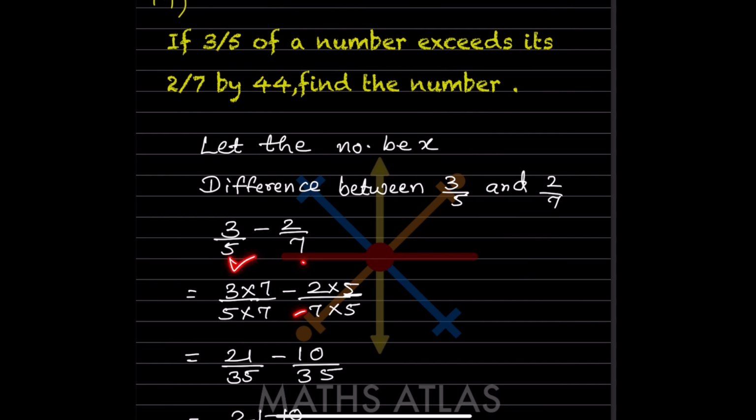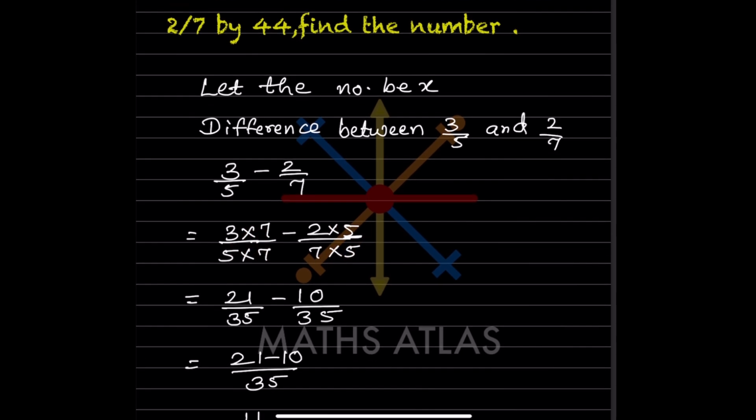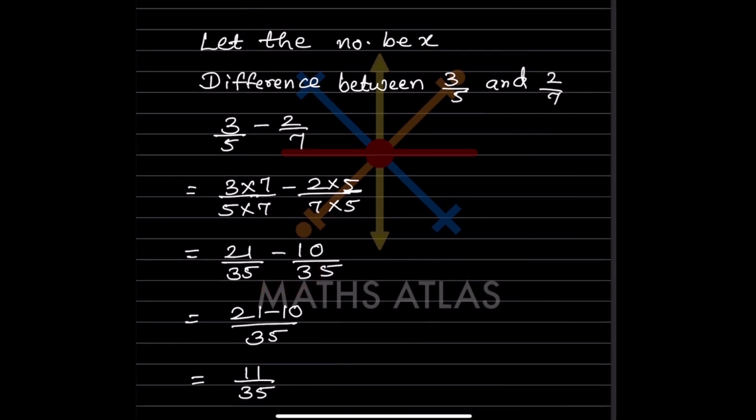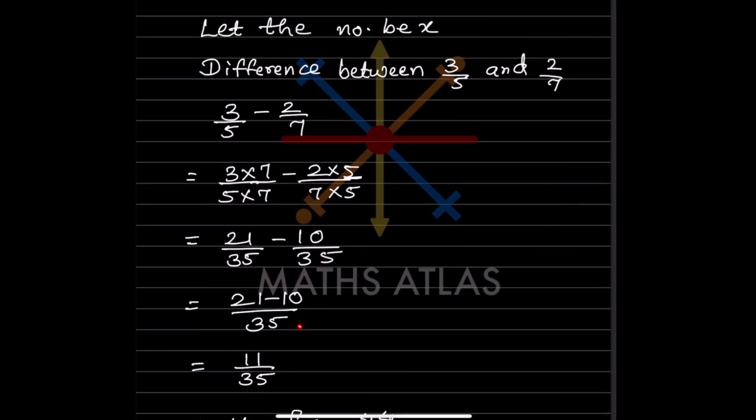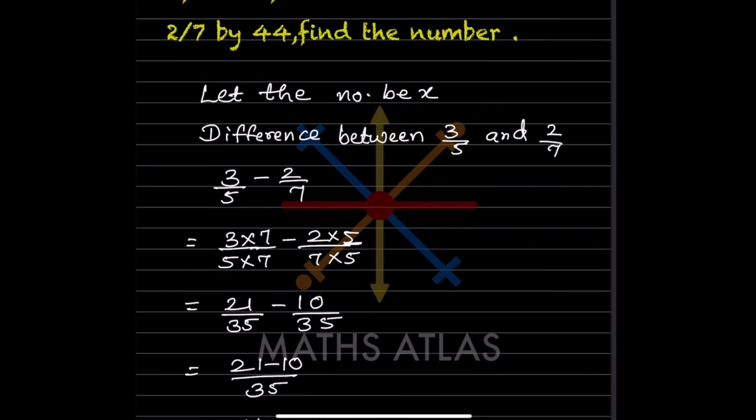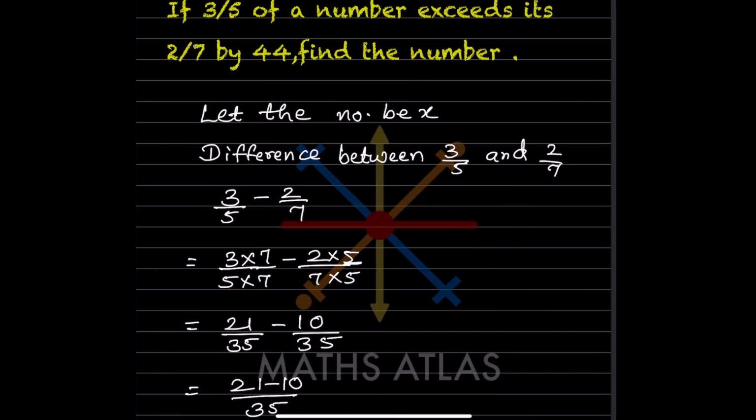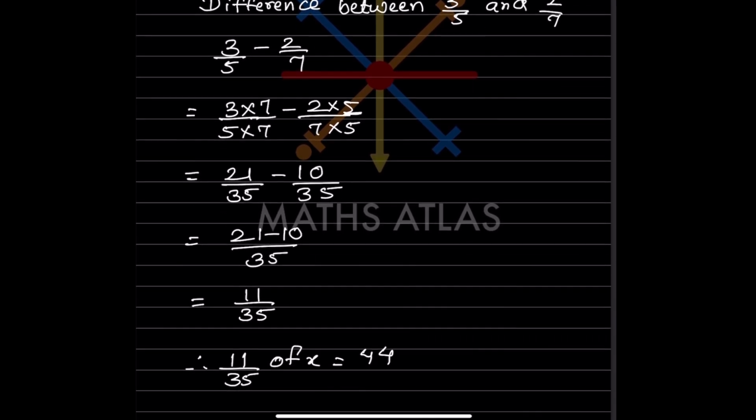So now here you are going to take the LCM. So LCM is going to be 35. So this you are going to multiply by 7, this by 5. So this is going to be 21 by 35 minus 10 by 35. So now the denominator is the same. So 21 minus 10 by 35. So that will be 11 by 35. And now they said, find the number, means you have to find x.